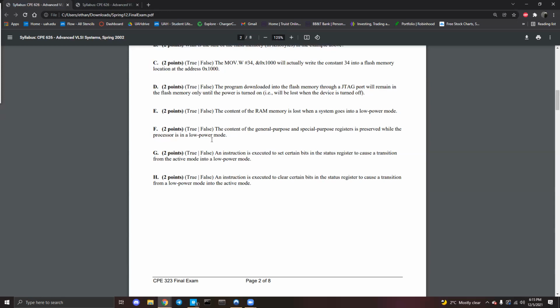You bet. All right, so then F: the content of the general purpose and special purpose registers is preserved while the processor is in low power mode. So this is true. It should not go away. If you go into low power mode and the special purpose registers, like stack pointer, program counter, global interrupts, all got wiped, how are you supposed to get up? Special purpose registers are also where interrupts are. So how are you going to wake the thing up? You can't. So that is true. You have to preserve that information.